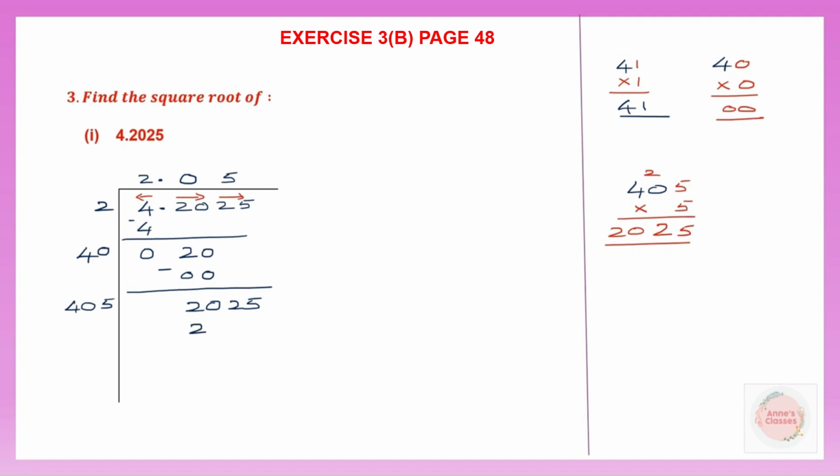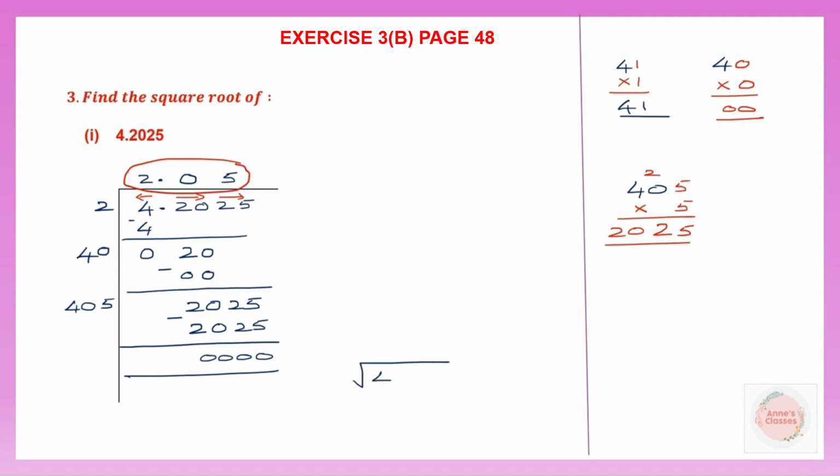That into 5 will give us 2025. Next step we minus. So when you minus this, you get 0. So we have got our answer, which is the quotient. The quotient is 2.05. So we have found the square root of the number given to us, that is 4.2025, and the square root is 2.05. This is our answer.